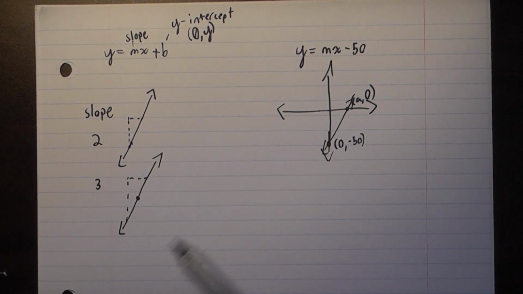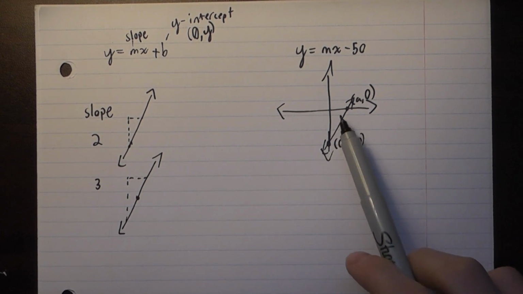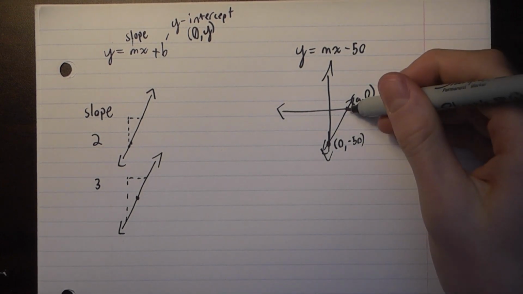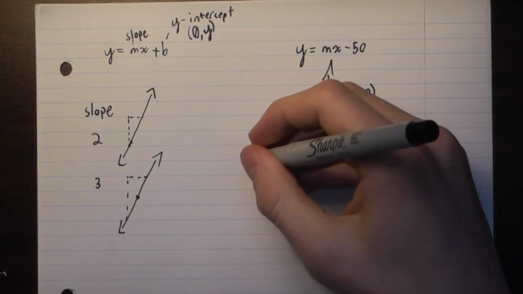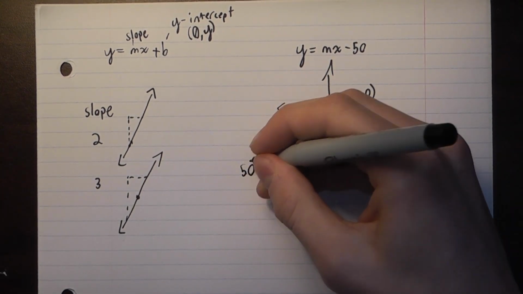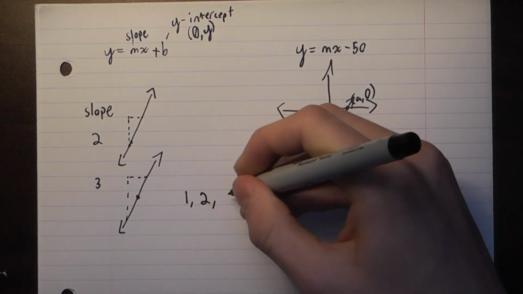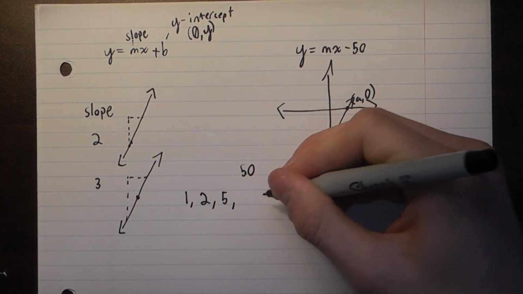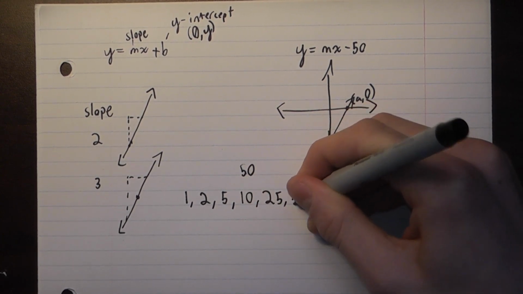So 3 wouldn't work because if you started at negative 50 and kept going up by 3 and over by 1, 3 is not a factor of 50, so it would not land on a. So that means that all the possible slopes are factors of 50. So we just have to find those to find all the possible values. So 50 is divisible by 1, 2, not 3, not 4, 5, not 6, not 7, not 8, not 9, but 10, 25, and 50.